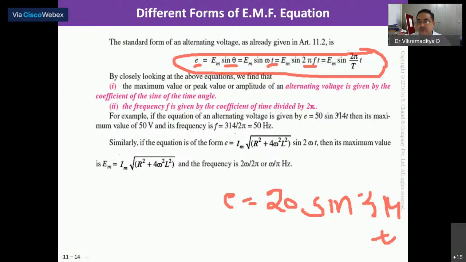In this example, 20 is the amplitude. In order to find the frequency, this is representing omega. So omega is equal to 314 and omega is equal to 2 pi f. Therefore f is equal to 314 divided by 2 pi, which will come out to be 50 hertz. Very clear, so you need not be confused, because it is not f t, it is omega t, and omega t is 2 pi f t or 2 pi by T times t. So it is very clear how to represent an alternating quantity.